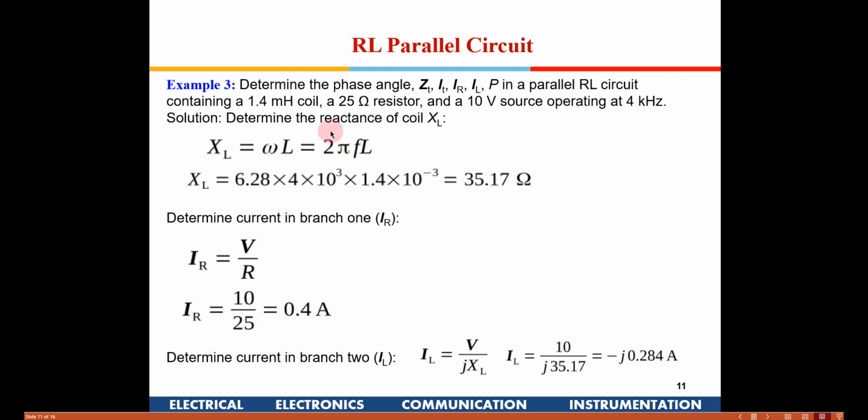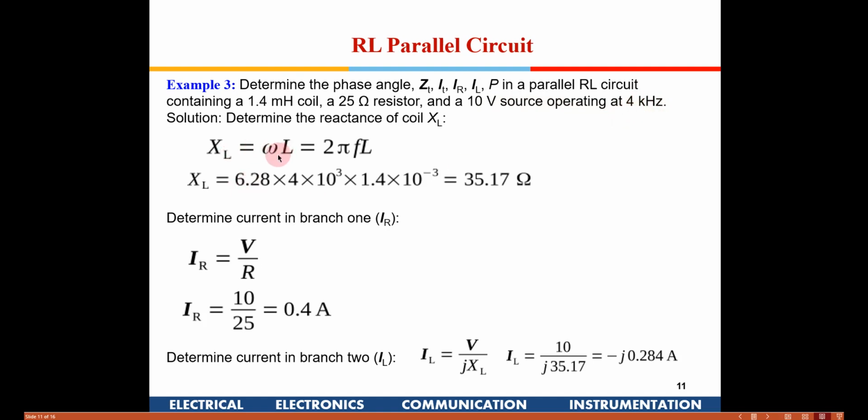Okay, so if you take an example, determine the phase angle, ZT the total impedance, IT the total current, IR the current in the resistor, and the current through the inductor, in the parallel RL circuit. This is the inductance given, 1.4 millihenry, and this is the resistance given, 25 ohms, with 10 volt. When we say 10 volt, this is an RMS voltage, operating at 4 kilohertz. So the frequency is also given.